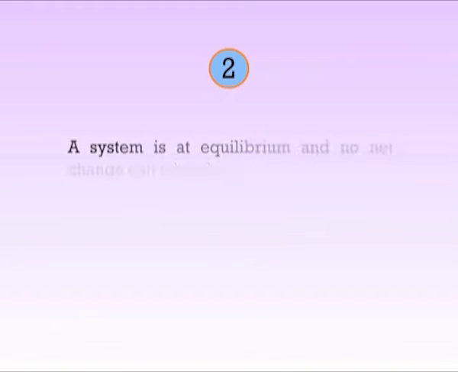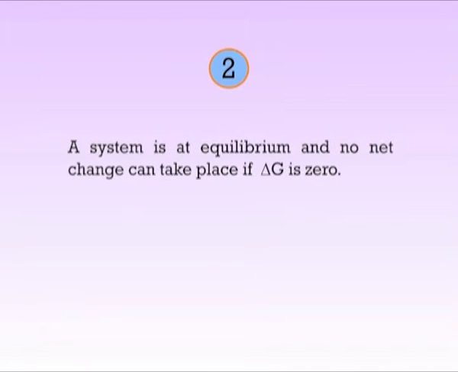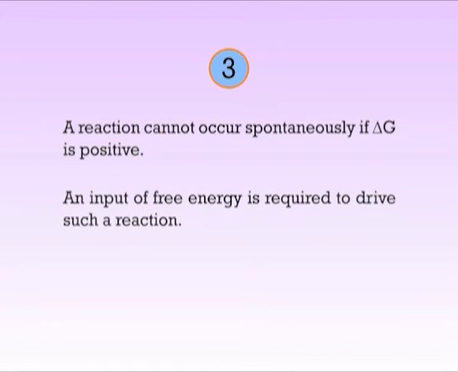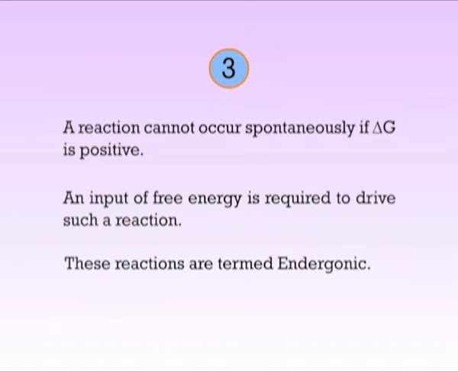Number two, a system is at equilibrium and no net change can take place if delta G is 0. Number three, a reaction cannot occur spontaneously if delta G is positive. An input of free energy is required to drive such a reaction. These reactions are termed endergonic.